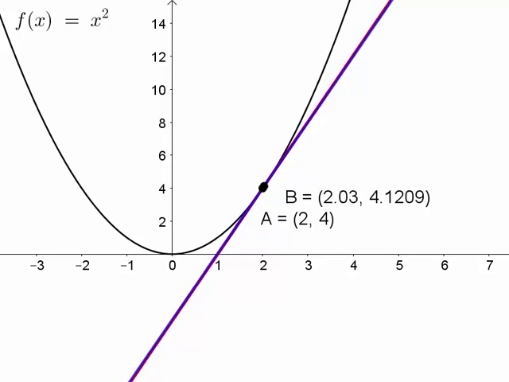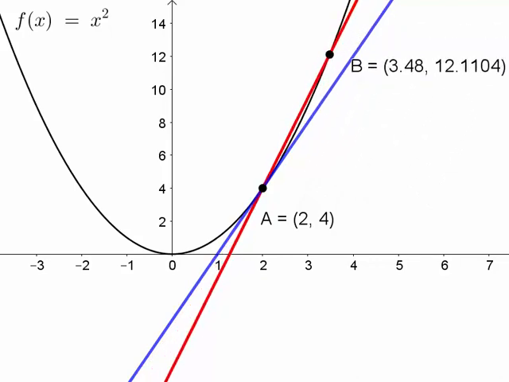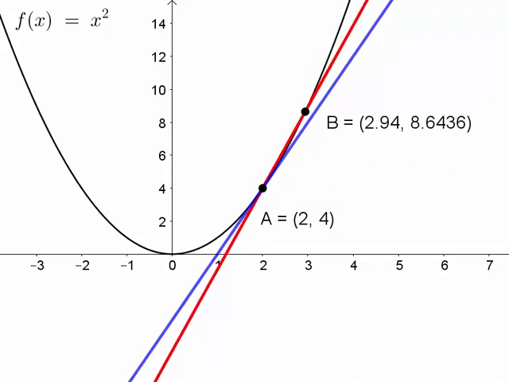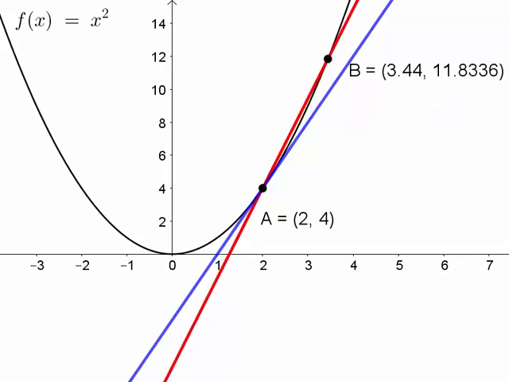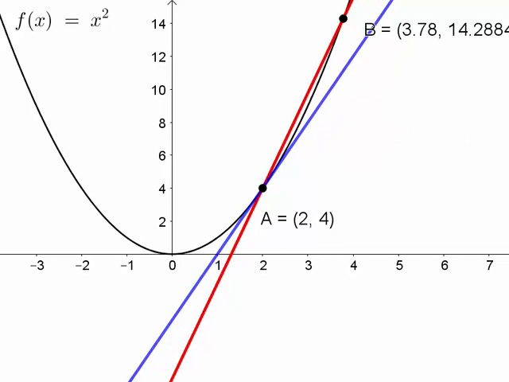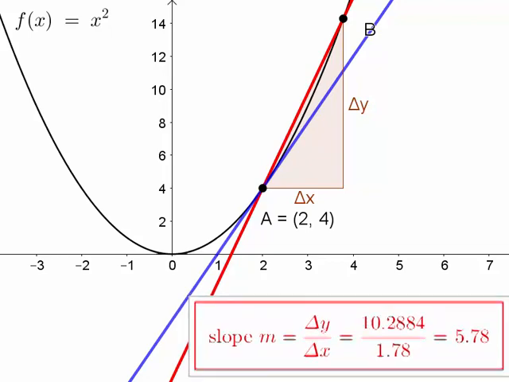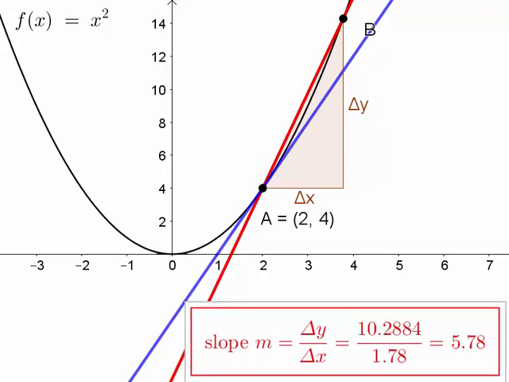And notice that because I have 2 points of the secant line, I can find the slope as well as other properties of that red secant line. I've got the coordinates of both points A and B. So let's now think specifically about what's going on with the slope. Right now with point B relatively far away from point A, I see that the slope of the secant line is 5.78. The rise over the run is 5.78.